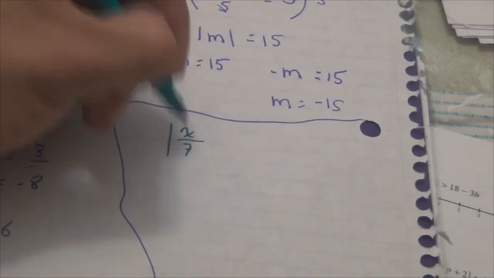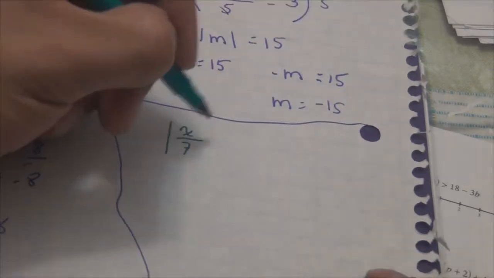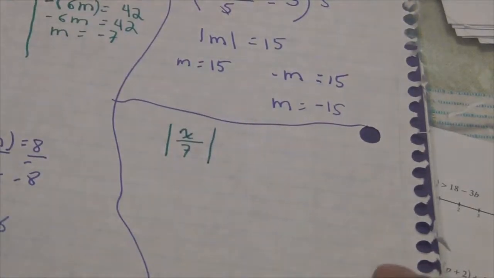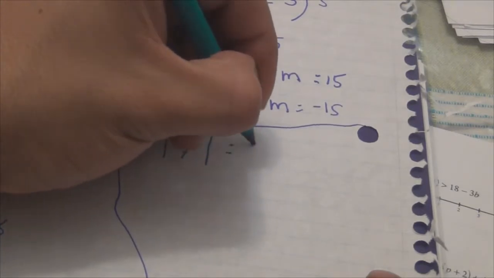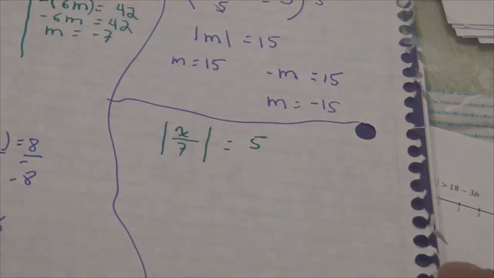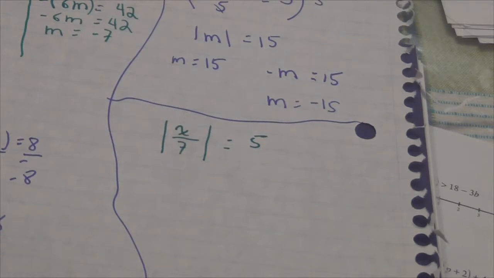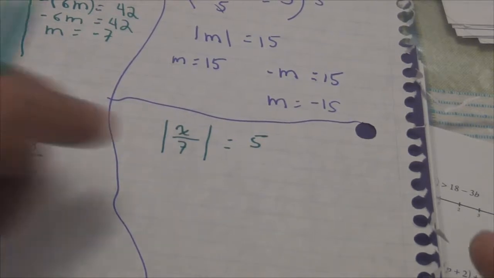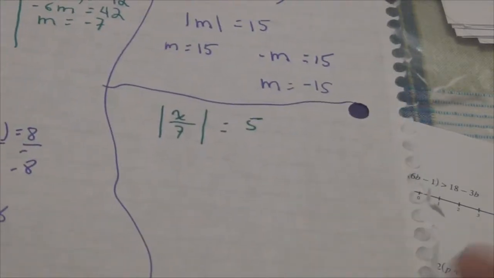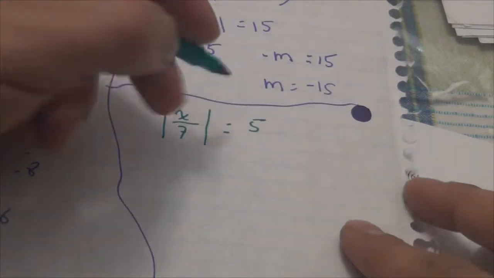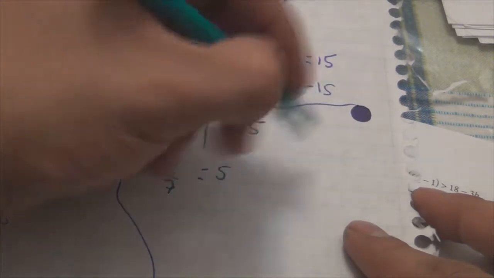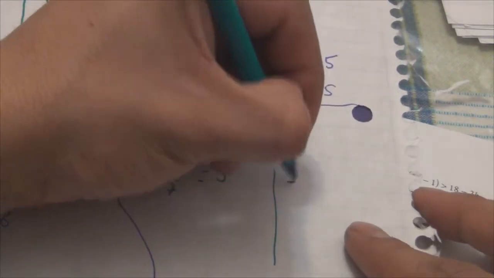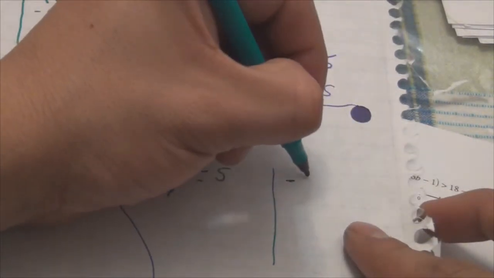x over 7. All right, notice that now the fraction is inside the absolute value. Equals 5. All right, so what am I gonna do? Well, nothing. The absolute value is by itself. So now you create your two-case scenarios. One where you just copy the original, and the other one where you use the negative of your original.